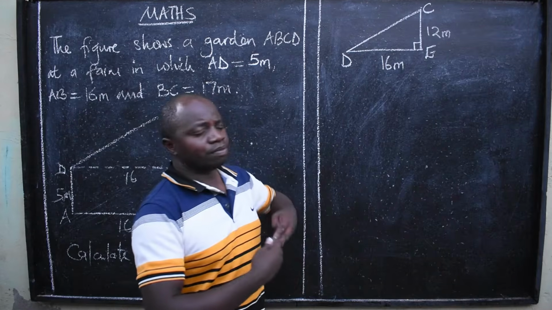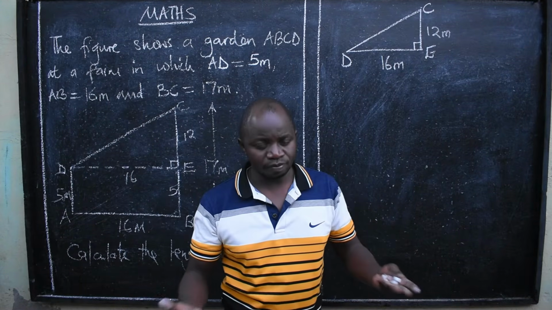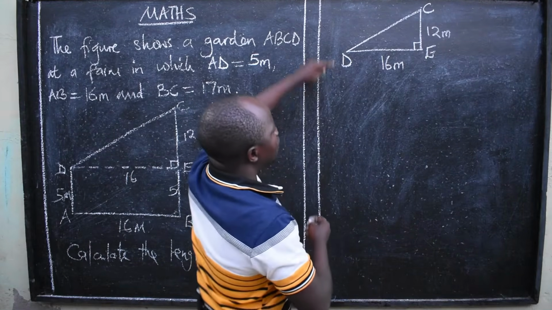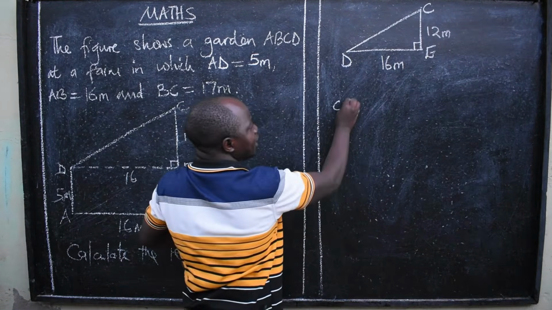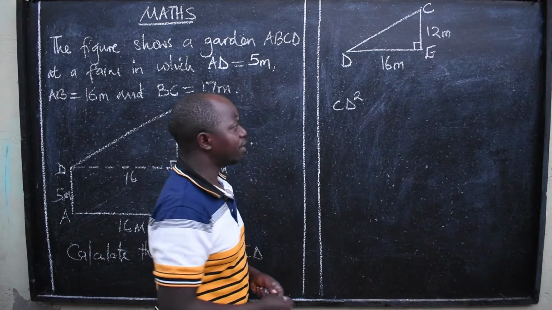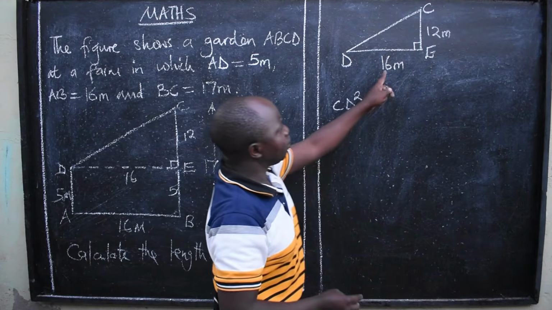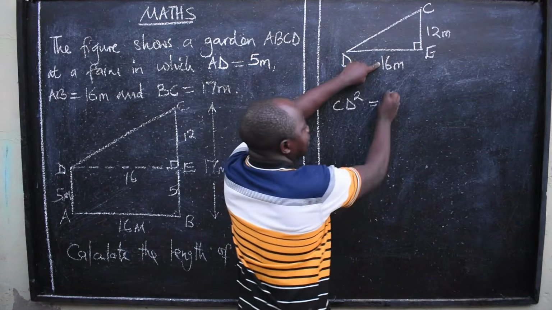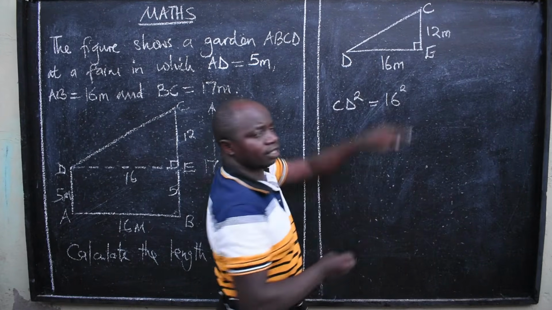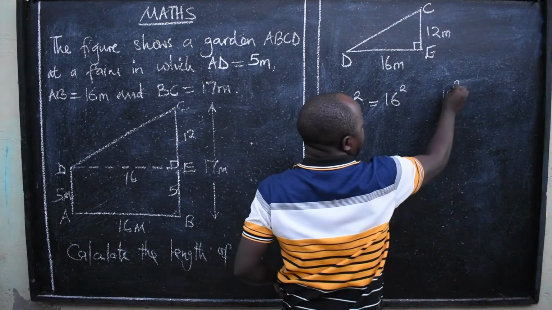You have to present the given numbers in square form. They must be in square form. How? We want CD, so we are going to say CD squared. Everything must be in square form. That is Pythagoras. So CD squared is equal to the two other sides that I have, 16, so it will be 16 squared, then the other side is 12 squared.